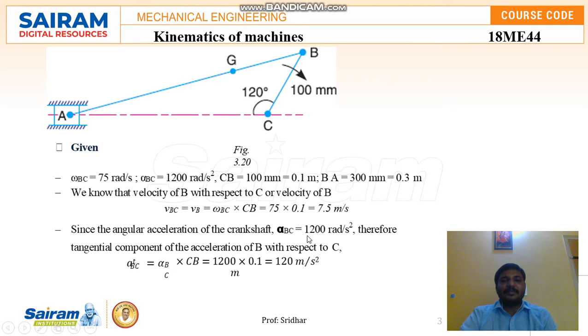Since the angular acceleration of the crankshaft, alpha BC, is given as 1200 radians per second square, the tangential component of the acceleration of B with respect to C will be alpha BC into CB. So the angular acceleration 1200 into 0.1, the distance CB, gives 120 meters per second square. So the velocity of B with respect to C we got is 7.5 meters per second, that is omega BC into CB, and the tangential acceleration we got is 120 meters per second square.